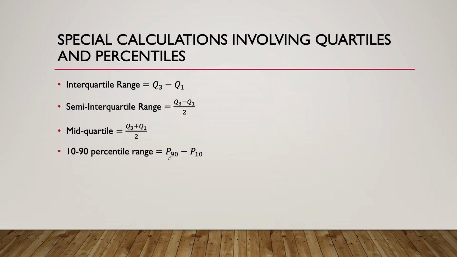Some special calculations involving quartiles and percentiles. Interquartile range is Q sub 3 minus Q sub 1. The semi-interquartile range is Q sub 3 minus Q sub 1 over 2. Mid-quartile is Q sub 3 plus Q sub 1 divided by 2. And the 10-90 percentile range is the 90th percentile minus the 10th percentile.